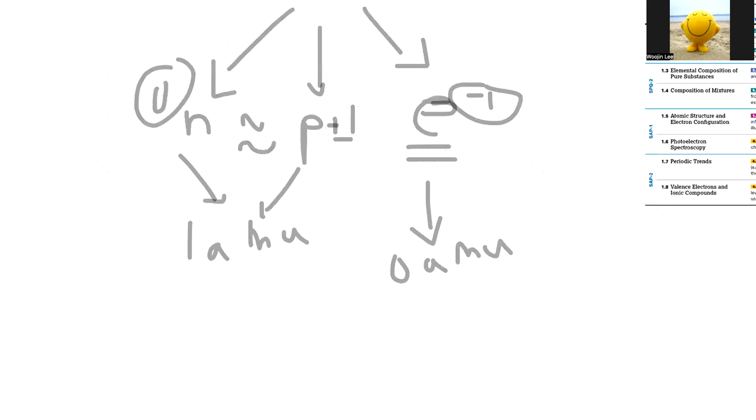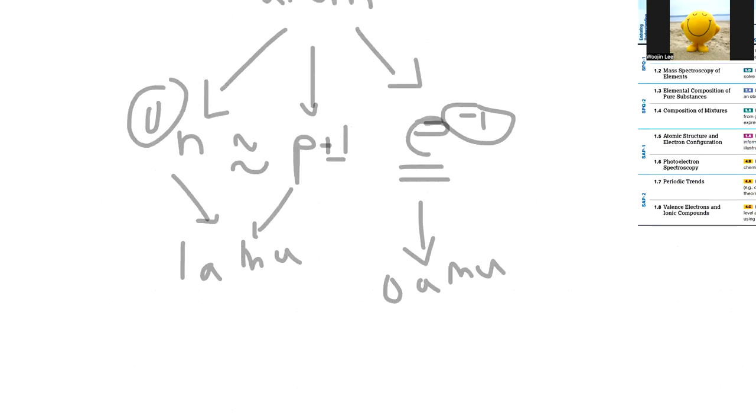Let's go into some basic notation. People like to call this the isotopic notation. You see this in nuclear chemistry a lot, but that's not covered in AP Chem. So the number on the top, that's the mass number.